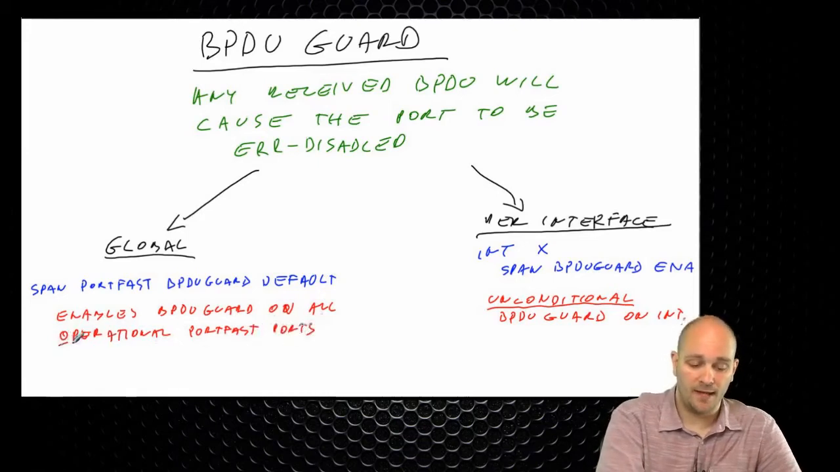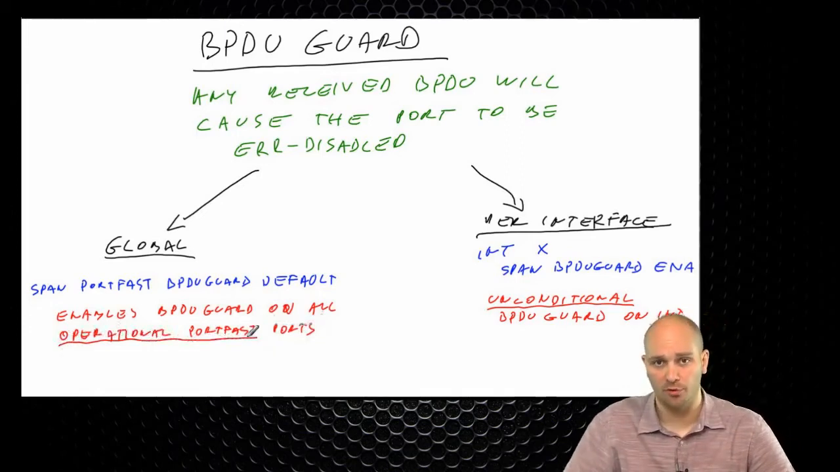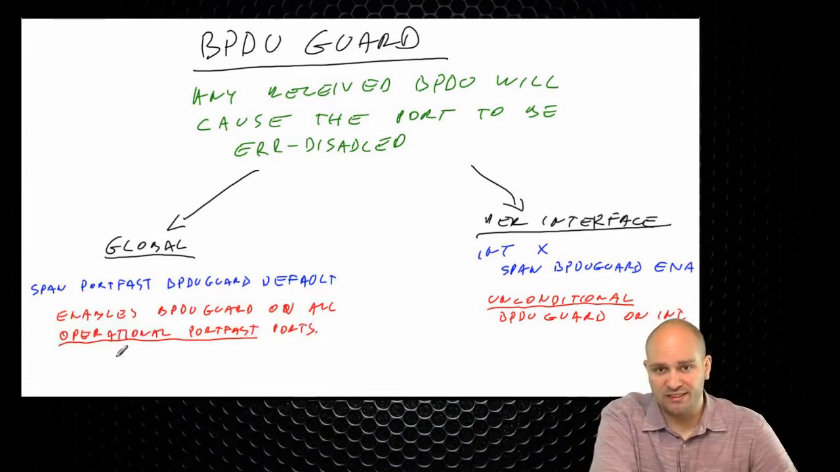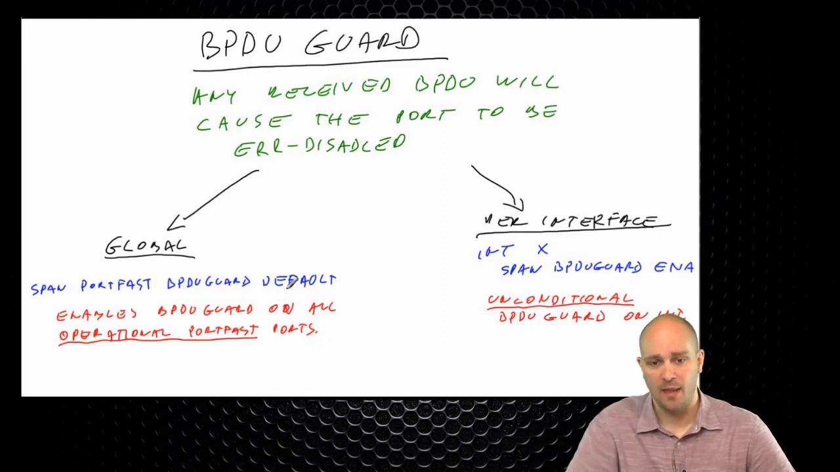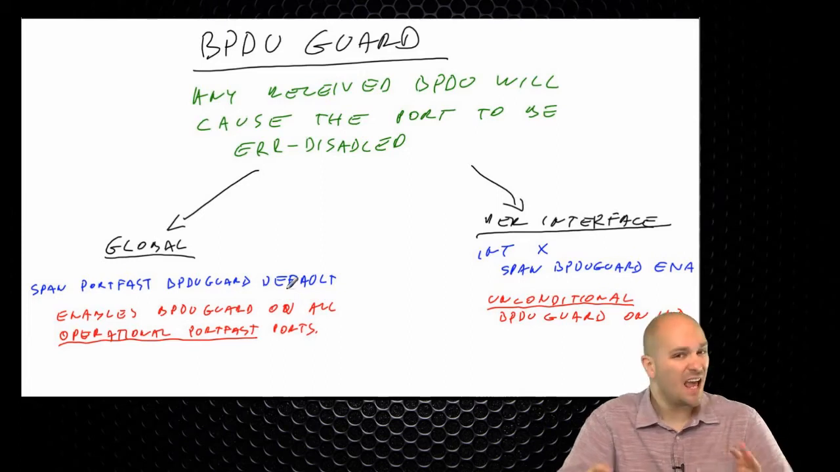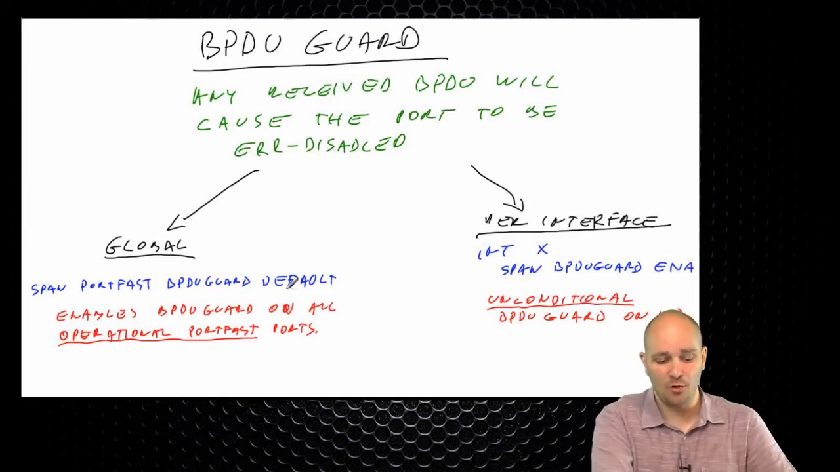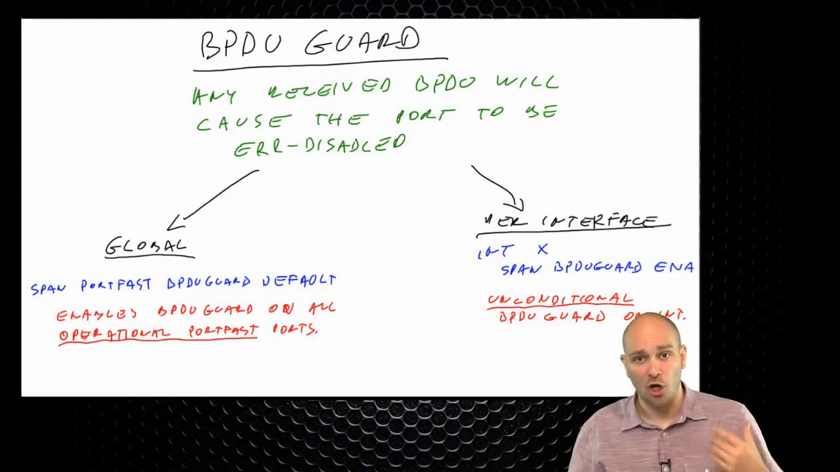Now, again, emphasis on operational Portfast ports. This doesn't matter, are they trunks, are they access ports, how they became Portfast. Were they Portfast as the result of the global configuration using spanning tree Portfast default, or were they Portfast ports because they were enabled per interface? No matter how the interface actually became Portfast, if it is Portfast and you have this command configured, the interface will actually have BPDU guard enabled on it.